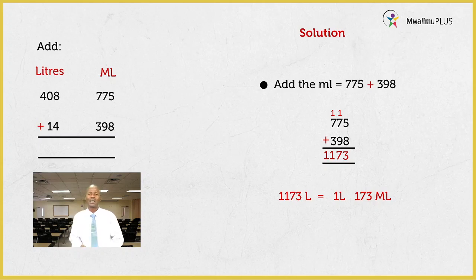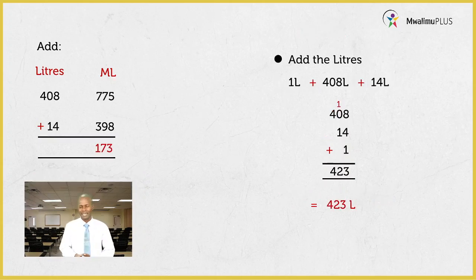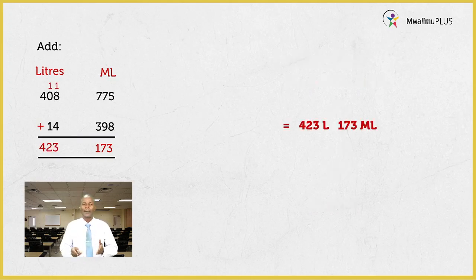So record 173 milliliters and then move now to the side of liters and add the liters that you have there. But you have to start with the liter you've carried from the milliliters after the conversion. So you bring it here and it should start the addition. So 1 liter plus 408 liters plus 14. What does that give you? A total of 423 liters. Once you have that, you can now record the whole solution.